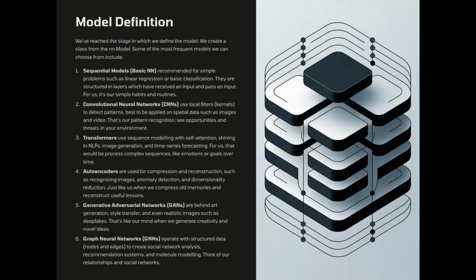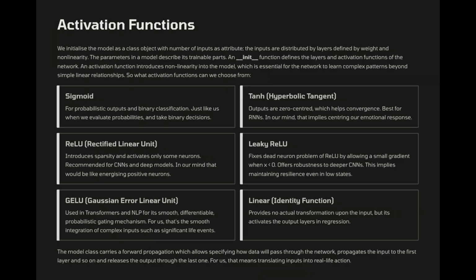Graph neural networks, GNNs, operate with structured data, nodes, and edges to create social network analysis, recommendation systems, and molecule modeling. Think of our relationships and social networks. We initialize the model as a class object with number of inputs as attribute. The inputs are distributed by layers defined by weight and nonlinearity.